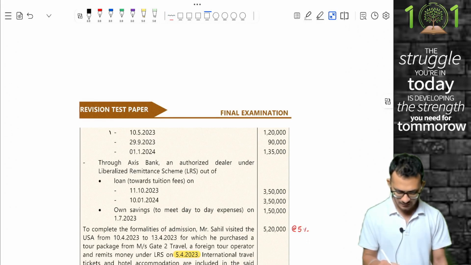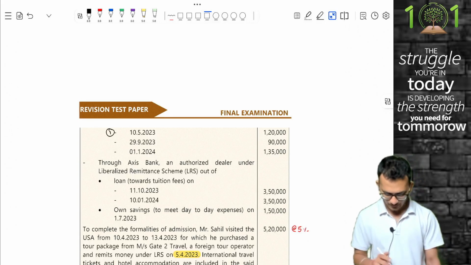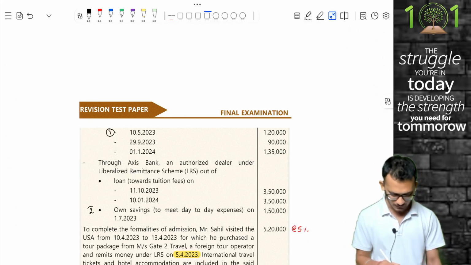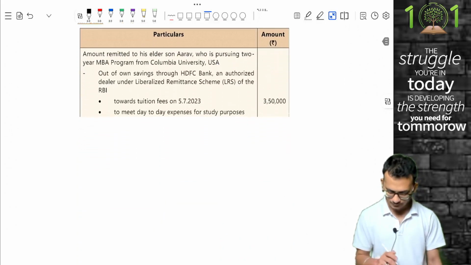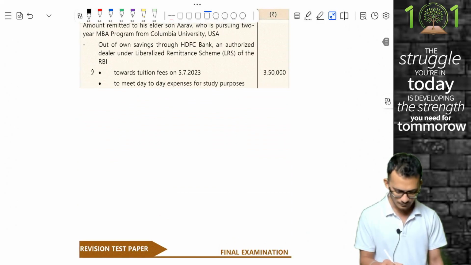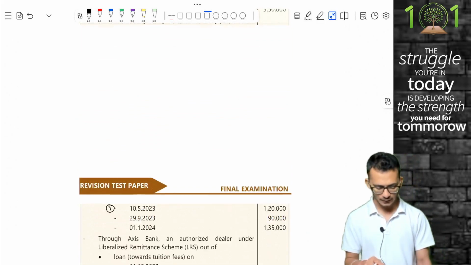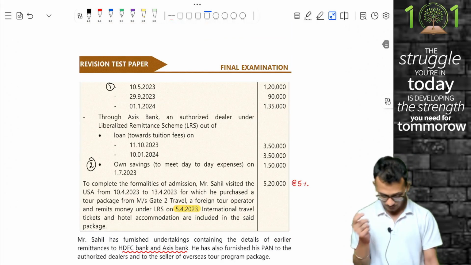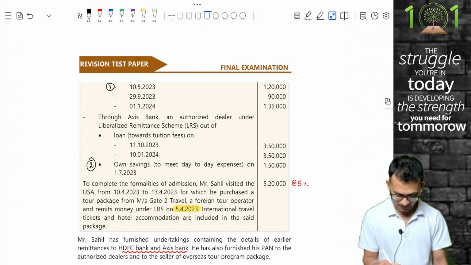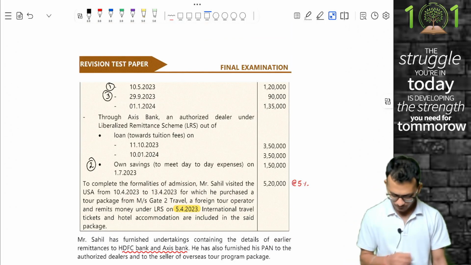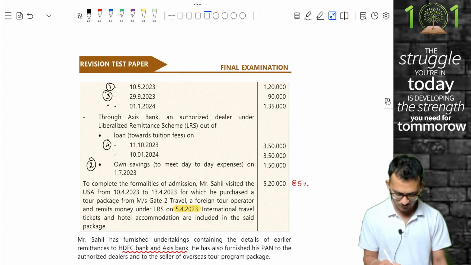So 10/5 is the first payment. Second payment is on 1st July and 5th July, so these two are happening together. Then you have 29th September, 11th October, and then 1st January, 10th January.